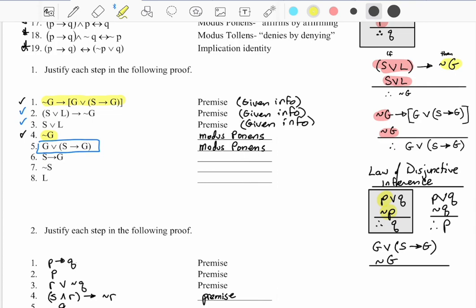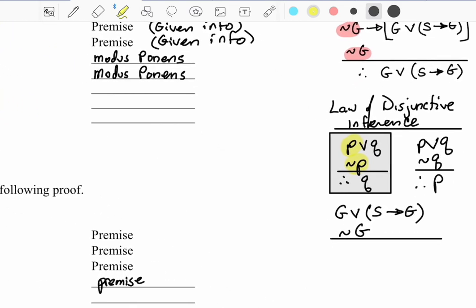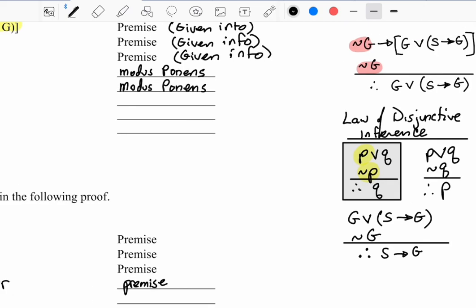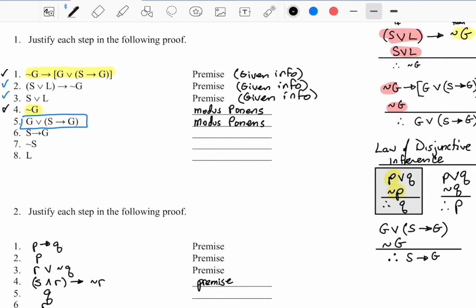All right? The more complicated sentence, G or something else. Well, it's not G, so it must be the something else. And so that ends up being the statement that we would use for number 6, S then G, but we get that by the law of disjunctive inference.